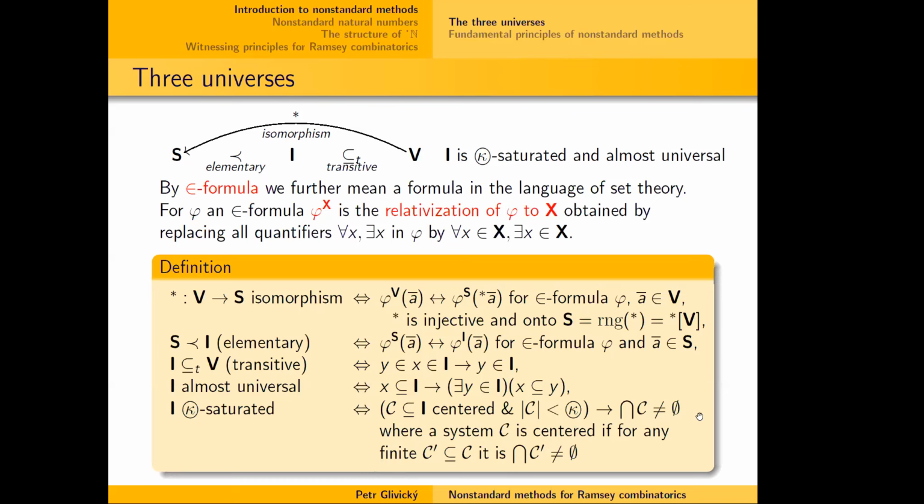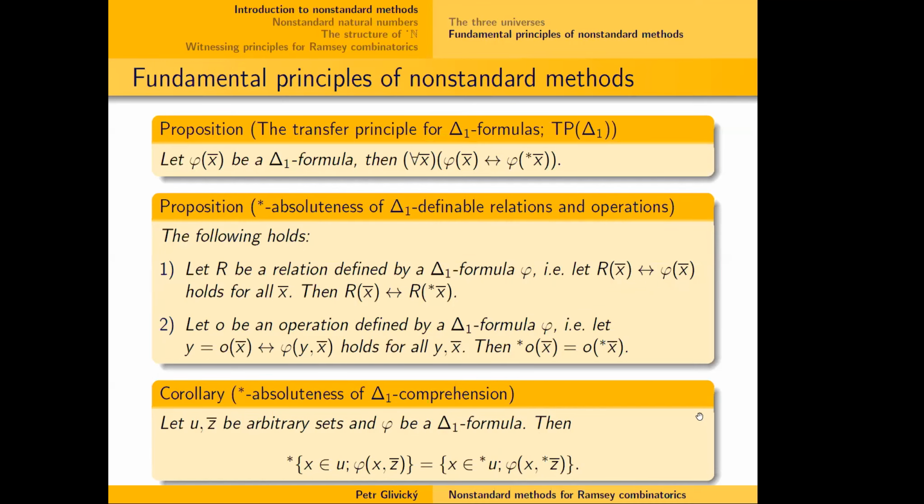So these are explanations of all the words that appear in the basic scheme of non-standard universes. And we can very quickly move to some basic fundamental principles of non-standard methods that I will be using during the talk. So probably the most important one is the so-called transfer principle, which is a very simple thing. It says that whenever phi is a delta 1 formula in the language of set theory, then we can arbitrarily add stars to the parameters of the formula, to the variables, and the truth of the formula doesn't change. So for any x's, phi(x) is equivalent to phi star of star x, but only for the delta 1 formulas. For more complex formulas, this doesn't hold anymore.